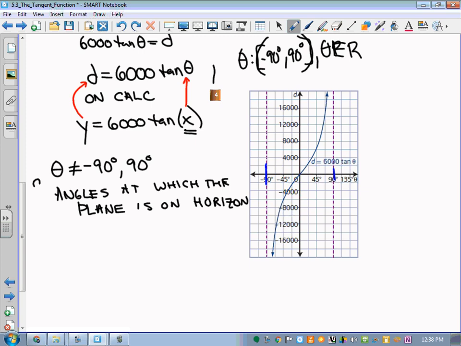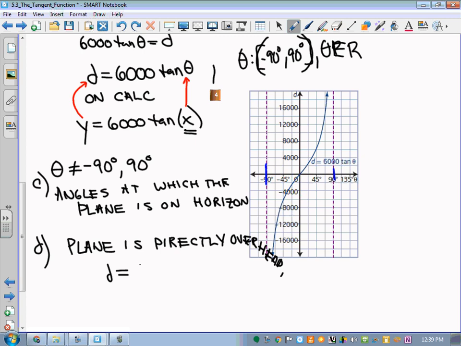For D, it says, explain what happens when the angle is equal to 0 degrees. The plane is directly overhead. Sorry about the angled writing there. And that means that d, the horizontal distance, is equal to 0. And I'd like to point out on this graph, we do have that point at 0 degrees, d is equal to 0. Keep in mind that on this graph, theta is represented by the x quantity and d is represented by the y quantity on our graphing calculator.